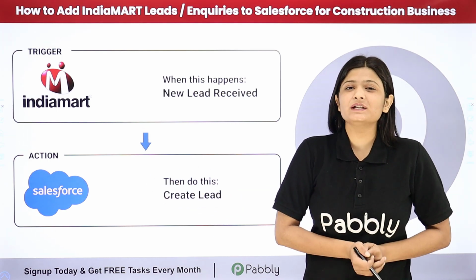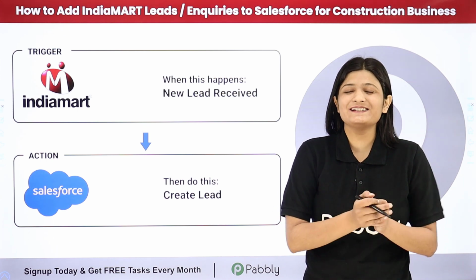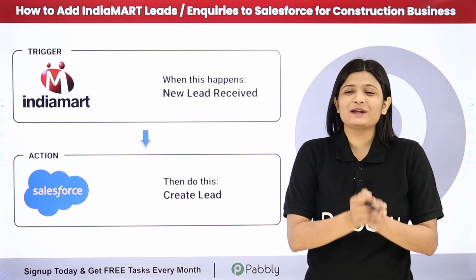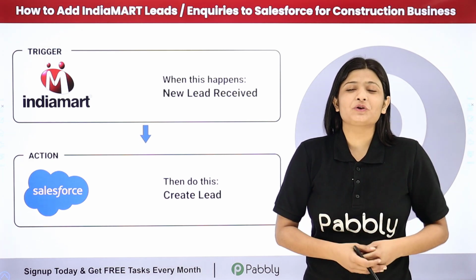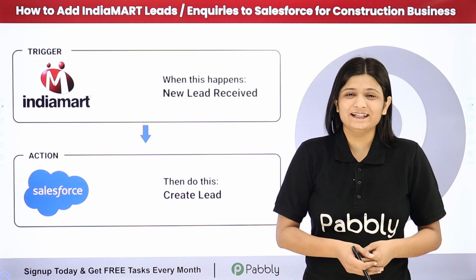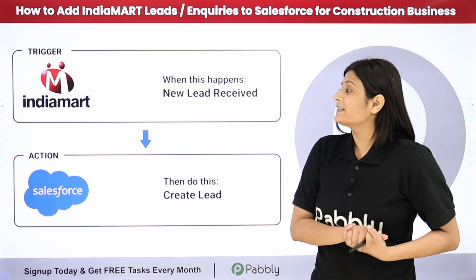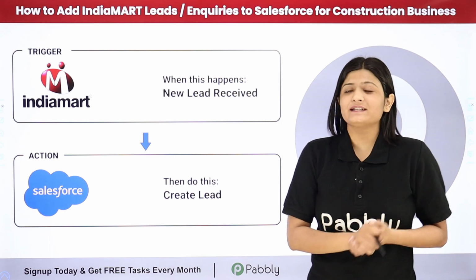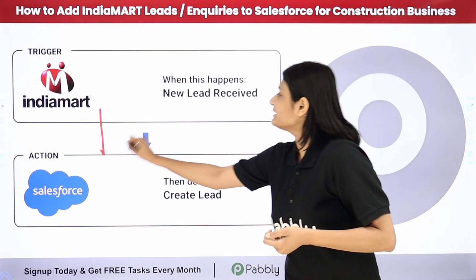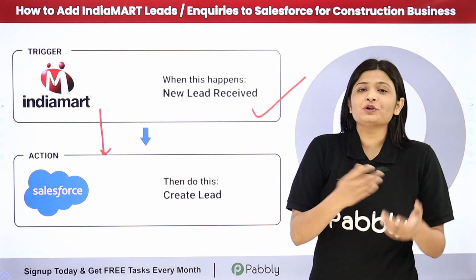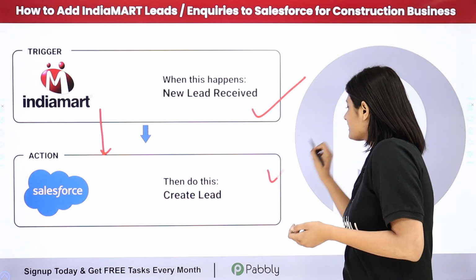Now, doing this manually will be a very time consuming and tedious task. So, I am going to automate this process, and to do this automation, I am going to use Pabbly Connect. With the help of Pabbly Connect, I am going to build a connection in such a way that whenever I receive a new lead in my IndiaMART, it will be automatically added to my Salesforce account.